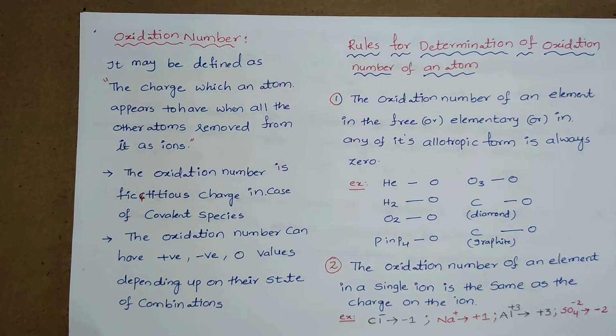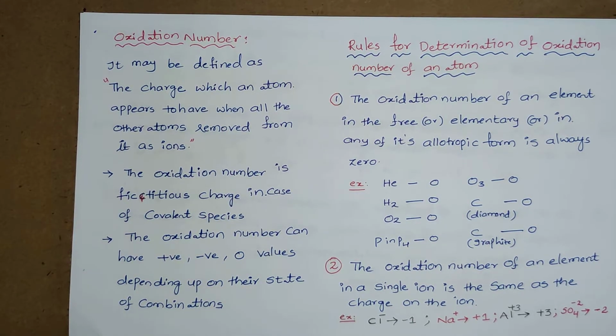Good morning, students. Today we are going to learn one important concept, that is oxidation number or oxidation state. This concept is useful to understand redox reactions. In redox reactions, electrons are transferred from one species to another species.